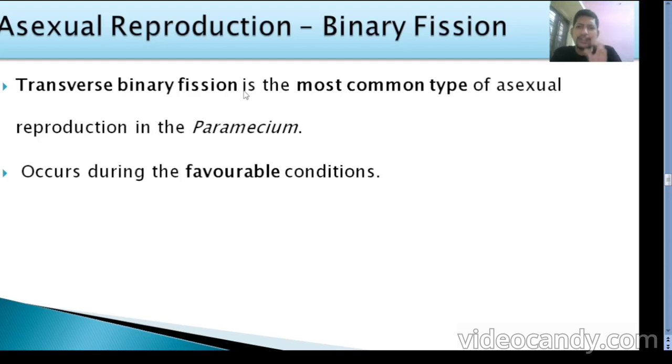We are focusing on transverse binary fission in the case of paramecium, and remember it is the most common type of asexual reproduction in paramecium, and it occurs during favorable conditions. When the environmental conditions are good and favorable for the paramecium, only then does it reproduce by the asexual method.